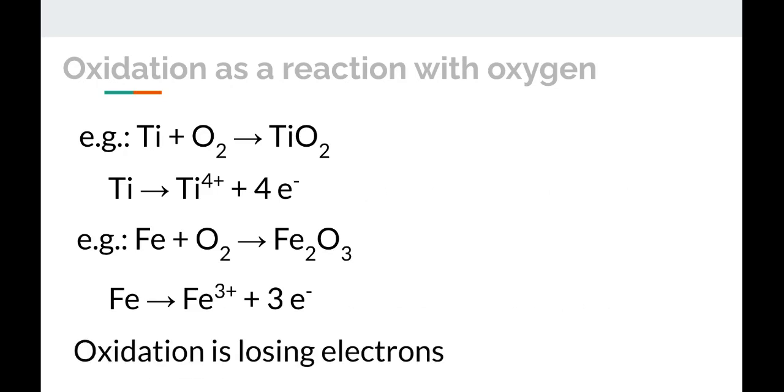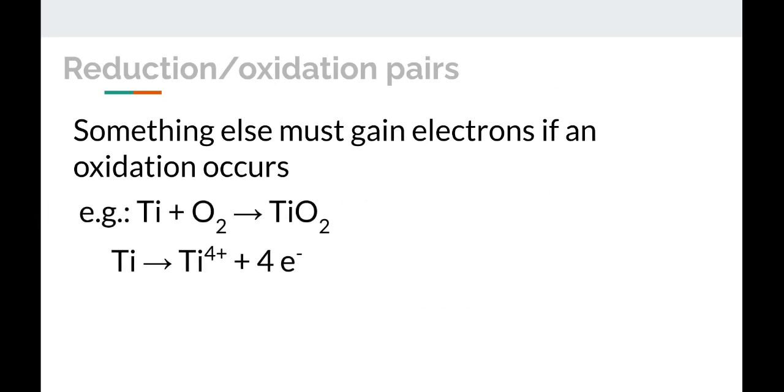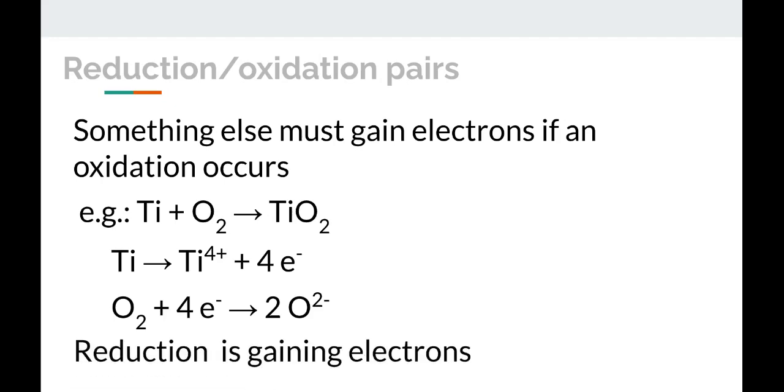So it became clear that oxidation was really a substance losing electrons. It happened in reactions with oxygen, but it happens in other cases as well. Electrons can't be created or destroyed because they're matter, so something else must be gaining those electrons if an oxidation occurs. And that process is what we think of as a reduction in the reduction-oxidation pair. So while titanium oxidizes to 4+ and gives up 4 electrons, the oxygen in this reaction is gaining those 4 electrons to become 2 oxide ions. That's a reduction. Reduction is gaining electrons. These have to happen in pairs.